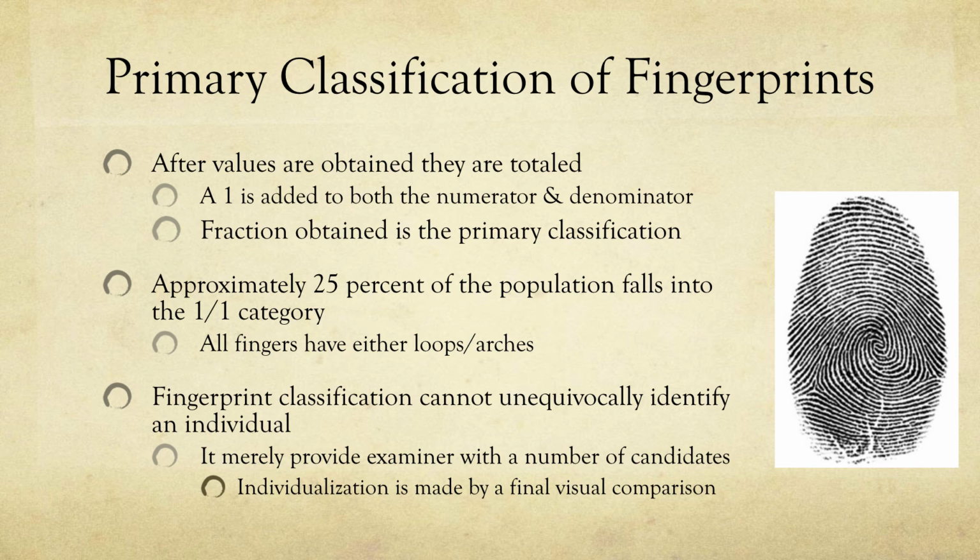Approximately 25% of the population fall into the one-to-one category because most people have loops. So all fingers either have a loop or an arch. Fingerprint classification can't unequivocally identify an individual. It merely provides an examiner a number of candidates. Individualization is made by final comparison with the experts.